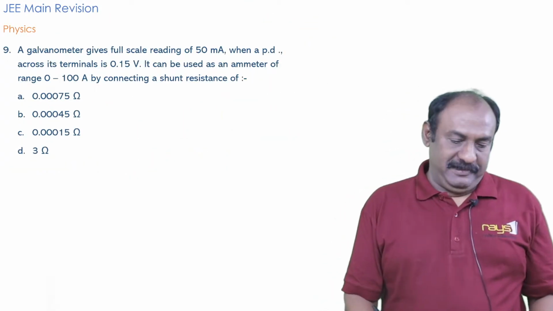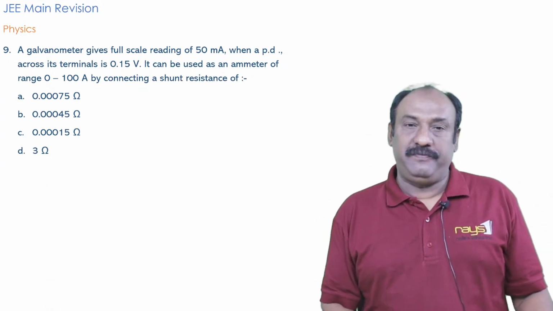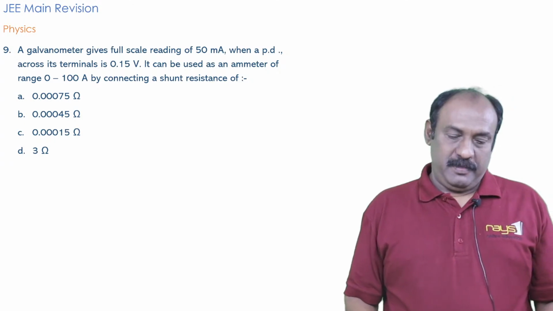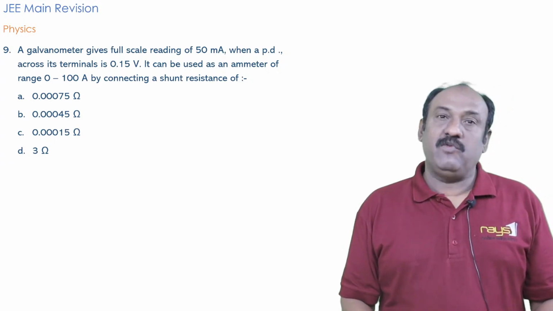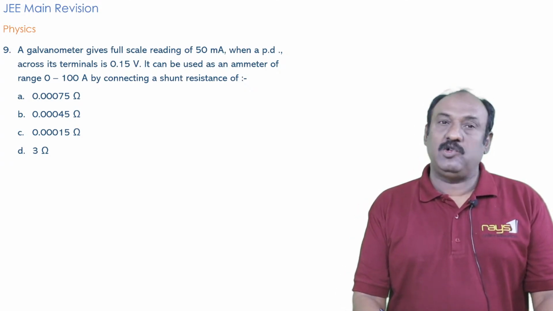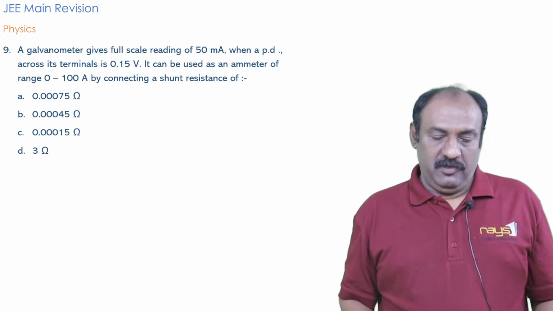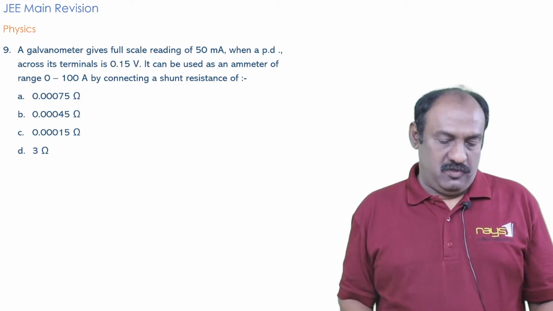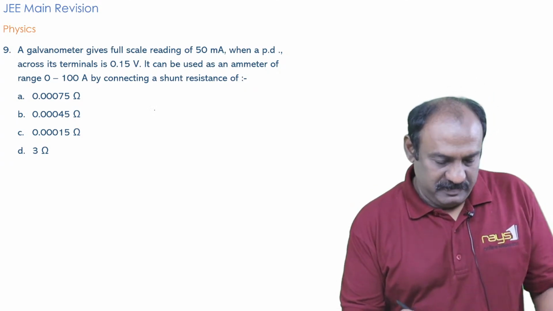Question number 9. A galvanometer gives a full scale reading of 50 milliampere when the potential difference across its terminals is 0.15 volt. It can be used as an ammeter of range 0 to 100 ampere by connecting a shunt resistance of... So it is a problem related to the conversion of a galvanometer into an ammeter. So this is a galvanometer.